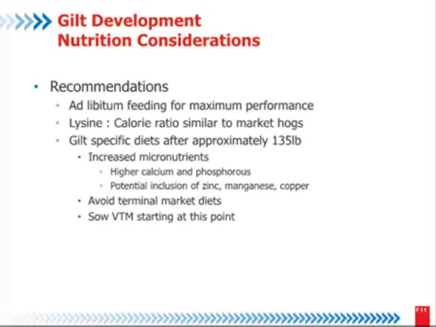But really with the inclusion of gilt-specific diets after approximately 135 pounds that would have increased micronutrients such as higher calcium and phosphorus, potential inclusion of organic minerals like zinc, manganese, or copper. We do want to try to avoid terminal market diets through this time period. There are some products out there that are designed to help make market pig growth more efficient in their late finishing period. Those aren't necessarily positive things for a group of replacement gilts moving through the pipeline. And various people start to include the sow vitamin trace mineral pack at this point of the life cycle.